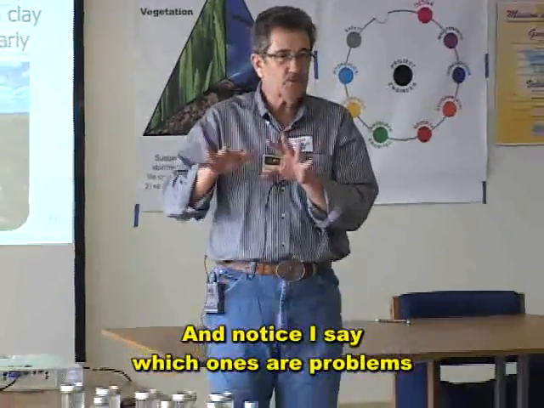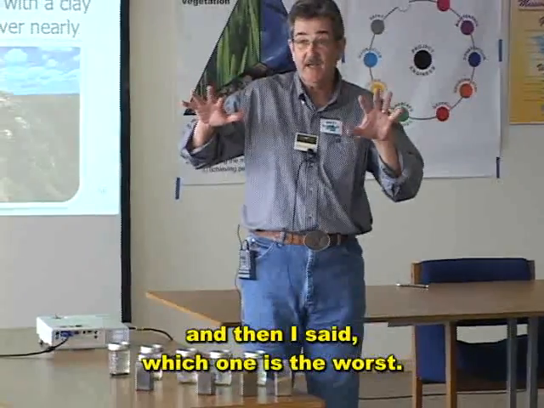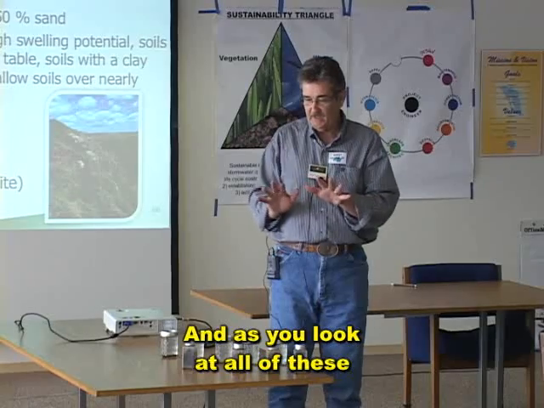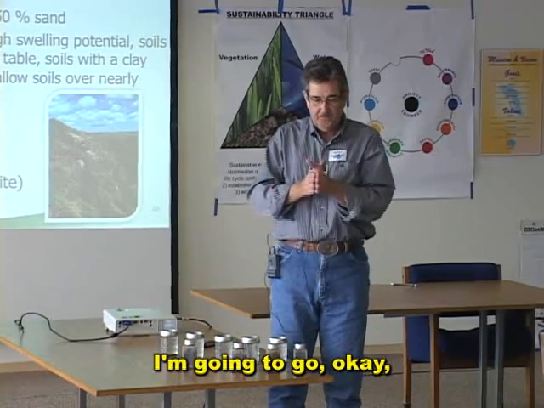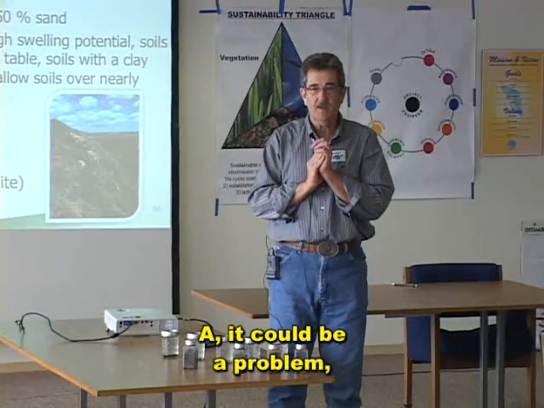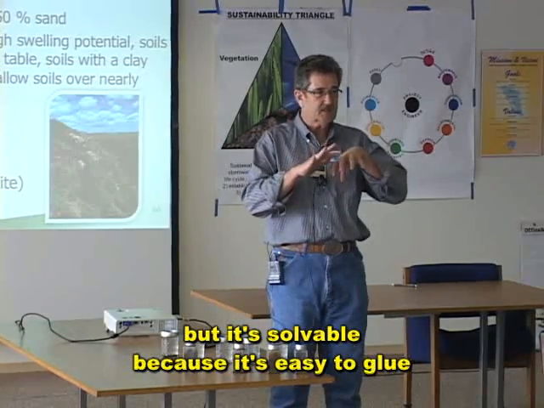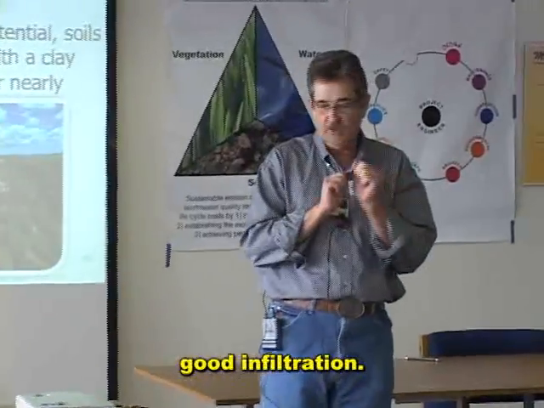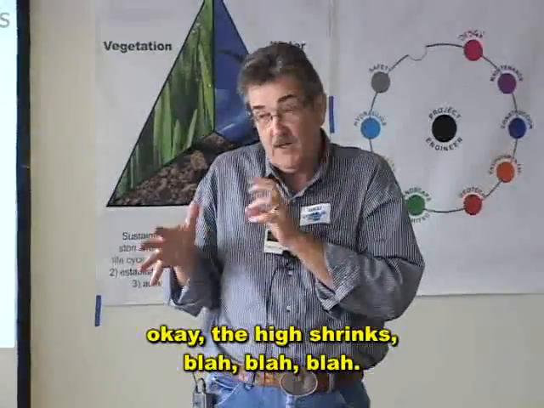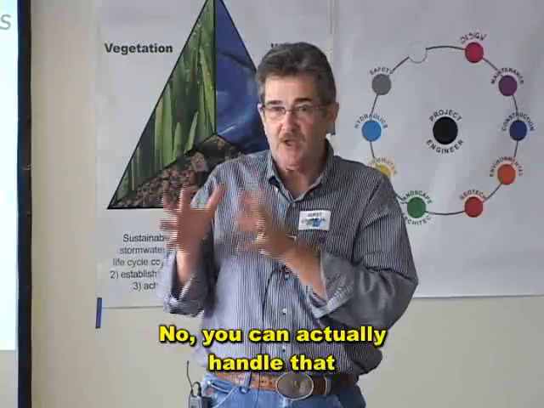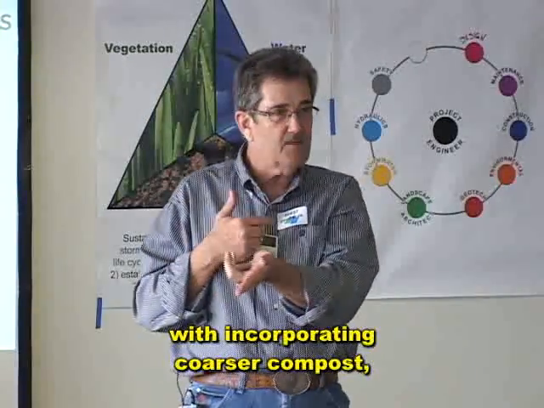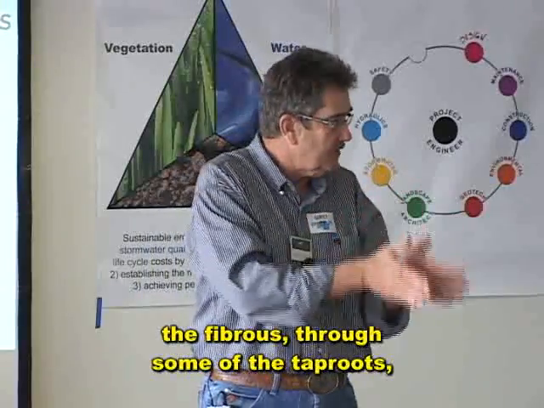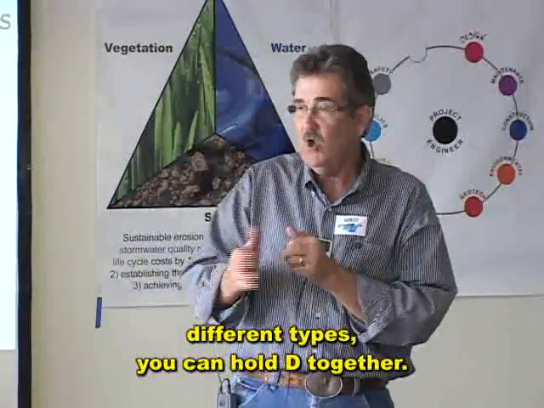And notice I say which ones are problems, and then I said which one is the worst. As you look at all of these, I'm going to go, okay, A, it could be a problem, but it's solvable because it's easy to glue those large particles together and keep the pores open, good infiltration. D, you're going to go, okay, the high shrink swell. No, you can actually handle that with incorporating coarser compost, good roots, different types of roots, the fibrous through some of the tap roots. You can hold D together.